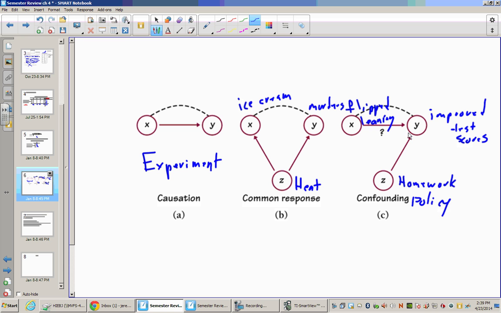If I change both of these, I have no idea what affects my improved test scores. Was it the flip learning? Was it the homework policy? Was it both? So this makes a confounding variable situation. It's confounding. You don't know which one's causing the result. All right, that's chapter 4.